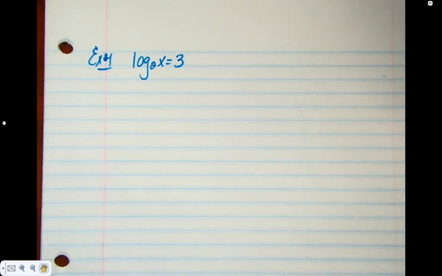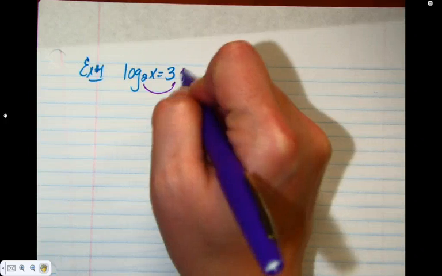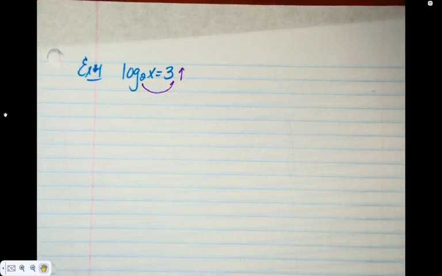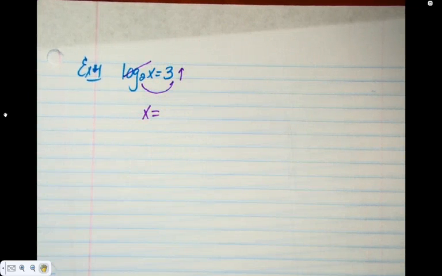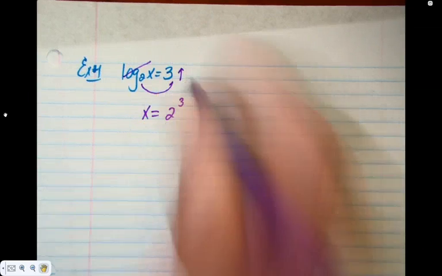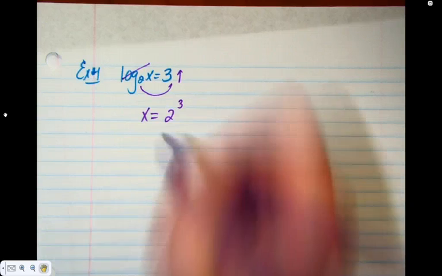Step three is converting to exponential form. Who remembers how to convert to exponential form? Austin, walk me through it. And what happens to the log part? It disappears. What happens to the x? It just stays there. So we're going to have x equals 2 to the 3. Solve for x. What does 2 to the 3 equal?